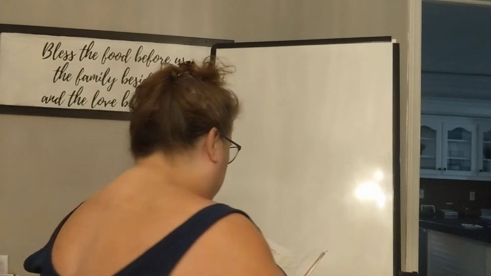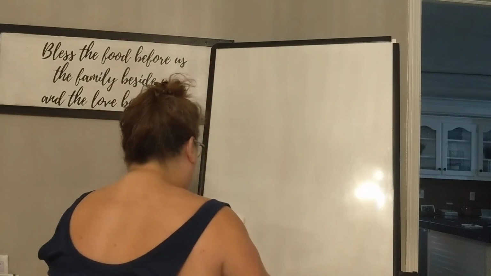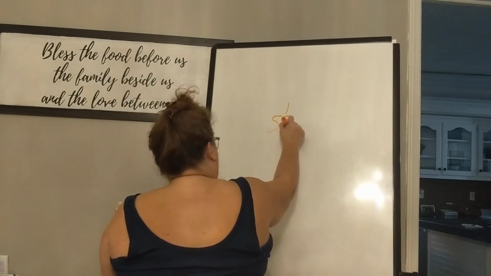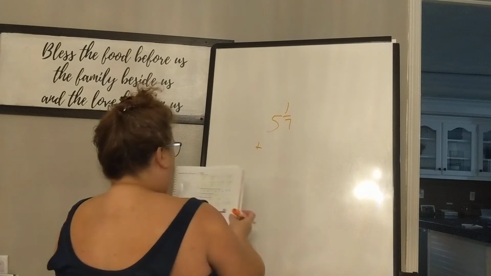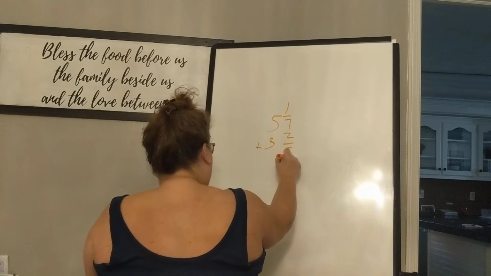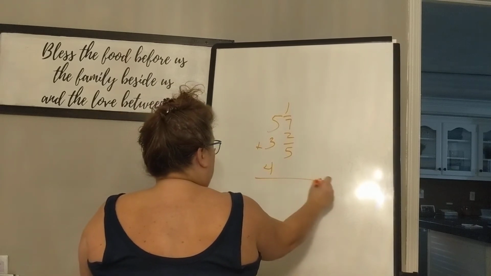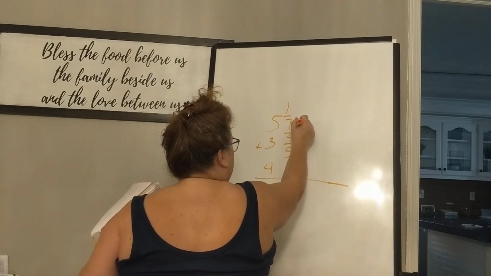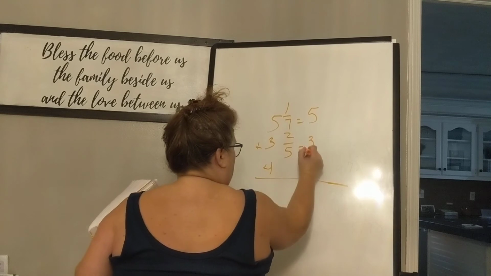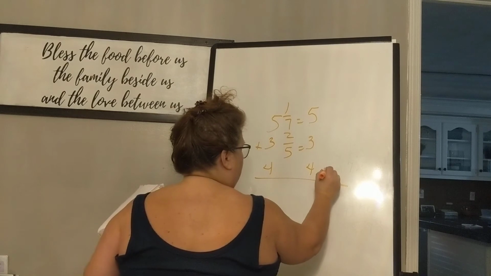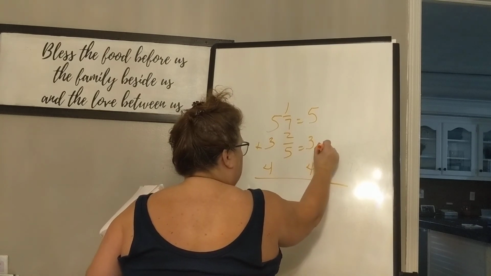Let's go ahead and do that together real quick, and then y'all can go on with your other stuff. So we have 5 and 1/7 plus 3 and 2/5 plus 4. First of all, I'm going to bring my whole numbers over and set up to make equivalent fractions: 5, 3, and 4. My least common denominator is going to be 35. I don't need it on my whole number 4 because it doesn't have a fraction.